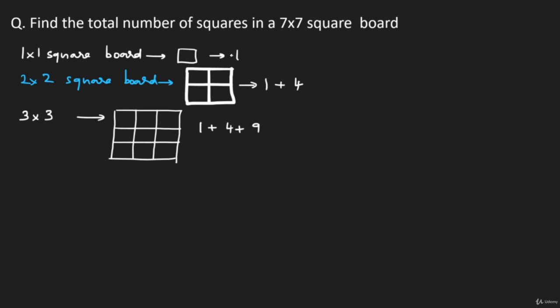Let's try to analyze this pattern. You can see that over here, this is just one square. This is 1 square plus 2 square. And this is 1 square plus 2 square plus 3 square, right?